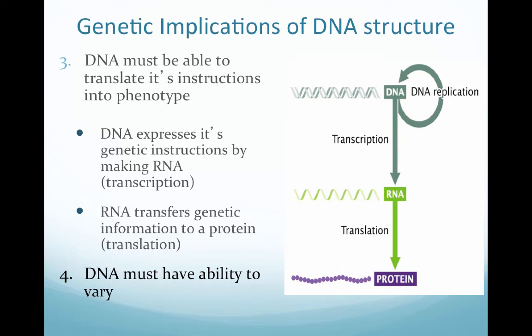And finally, the fourth genetic implication of DNA structure is that it has to have the ability to vary. So DNA has to have the ability to vary so that it can deal with environmental stressors, pressures from the environment, so evolution can take place.